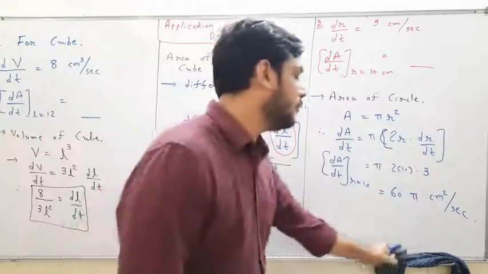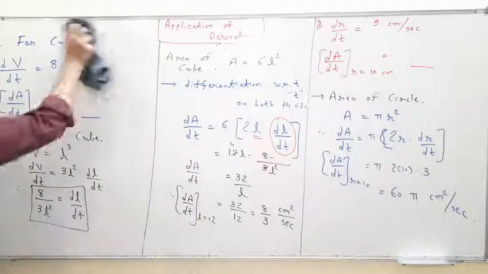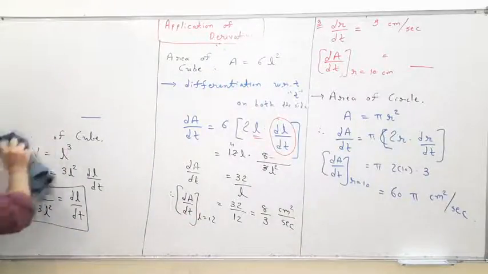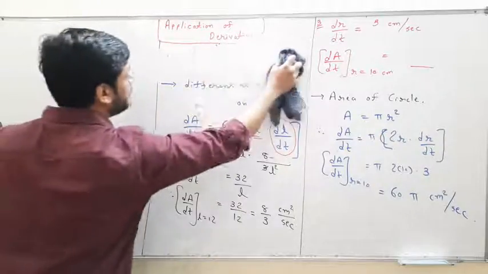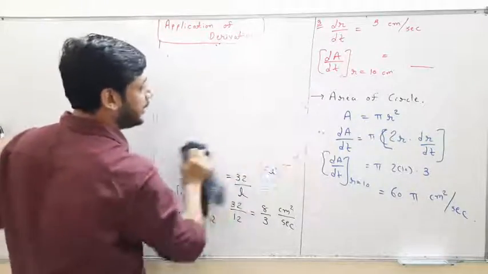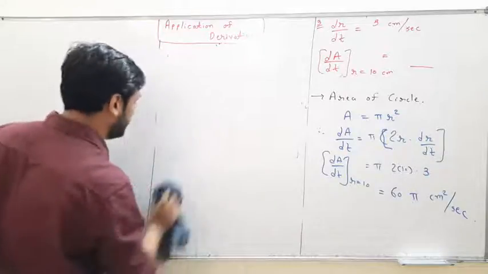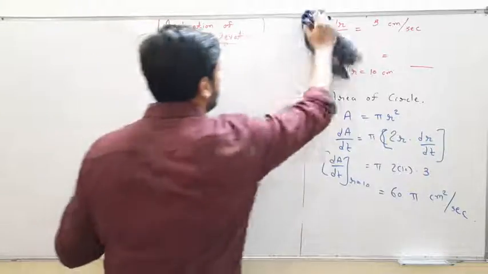Question number 4 is in homework, similar to question number 2. In question number 2, the rate of change of volume is given and we have to find the rate of change of area. In question number 4, the rate of change of area is given, and you have to find the rate of change of volume, so you can do that easily. So question number 4 is in the homework.